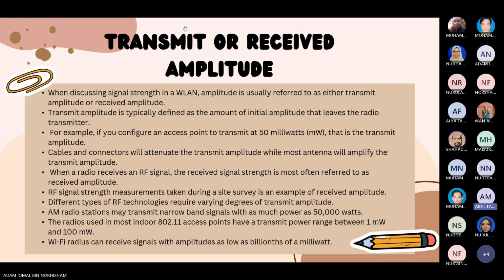When the radio receives an RF signal, that is the receive signal strength, or we call it receive amplitude. RF signal strength measurement taken during a site survey is an example of receive amplitude. Different types of RF technology require different degrees of transmit amplitude. An AM radio station may transmit a narrowband signal with as much as 50 watts of power, while the radios used in most indoor access points have a transmit power range between 1 milliwatt and 100 milliwatts. Wi-Fi radios can receive signals with amplitude as low as billionths of a milliwatt.